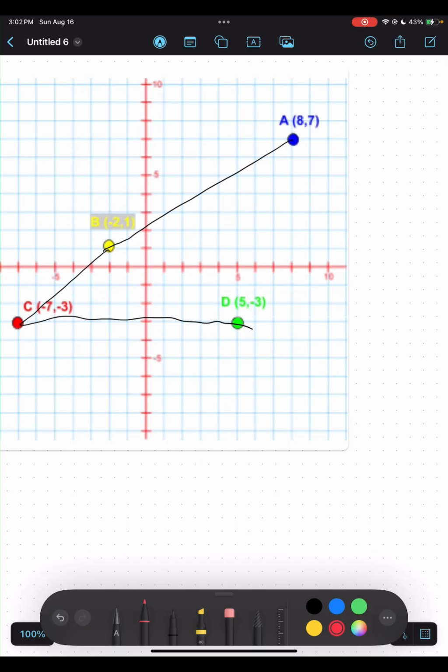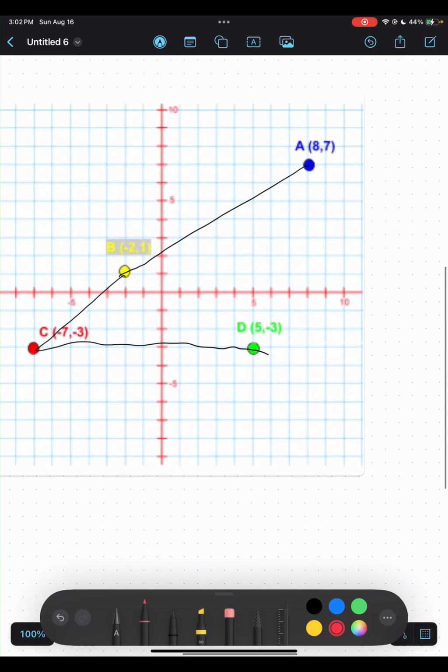So for A, I'm going from 8 to -2, so that means I'm going to the left 1, 2, 3, 4, 5, 6, 7, 8, 9, 10, like this. 7 down to 1 is going to be 1, 2, 3. Oh, I went 11 actually. I went 1 too far. Oh my gosh. So 7 to 1 is going to be 1, 2, 3, 4, 5, 6.